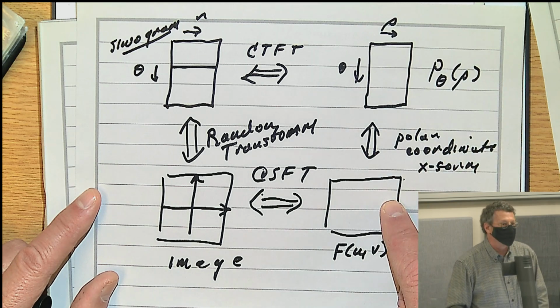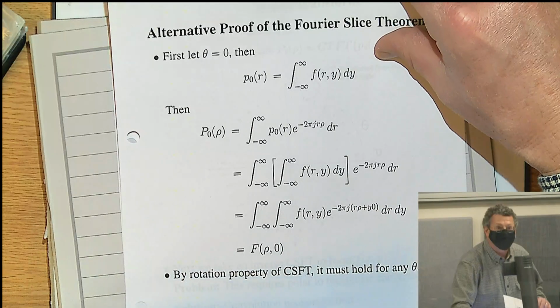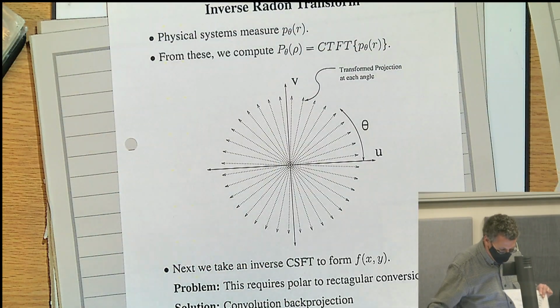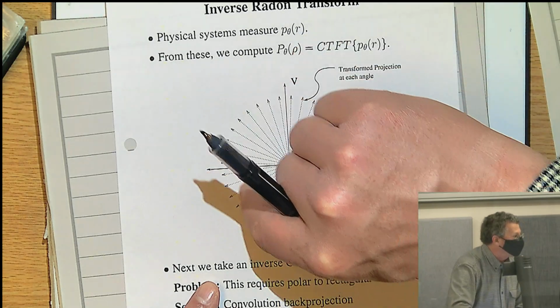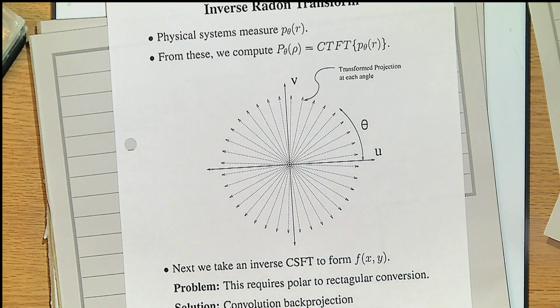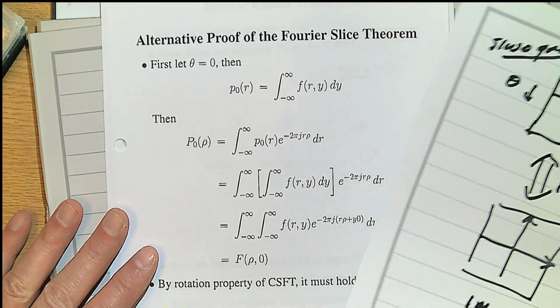Then you can use this thing here to reformat in rectangular coordinates. The polar to rectangular coordinate transform is like this. Basically, you just plot the data out along these rays, and then you take the inverse 2D Fourier transform, and you get the image back. And that's actually a valid way of doing reconstruction that's pretty commonly used.